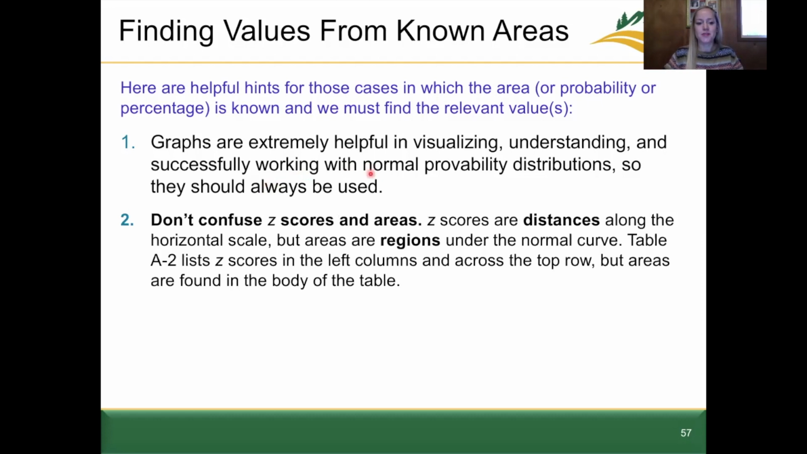Helpful hint number 2, again, don't confuse the Z-scores and areas. This was also mentioned in 6.1, where the Z-scores are the distances along the horizontal or x-axis scale, but the areas are regions under the normal curve. In table A2, the Z-scores are in that left column, and then across the top row for the hundredths place, areas are found in the body of the table.